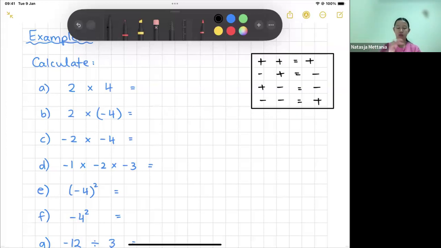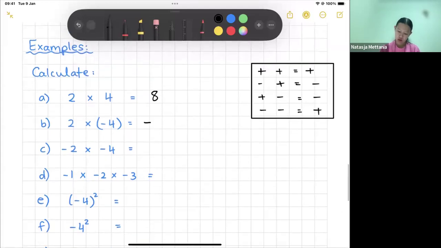All right, now question A, it says calculate 2 times 4. I'm doing a positive number multiplied by a positive number. That gives me 8. Simple enough. Question B, 2 times negative 4. I know using this rule, a positive number multiplied by a negative number gives me a negative. So that means it must be a negative. 2 times 4 gives me 8.